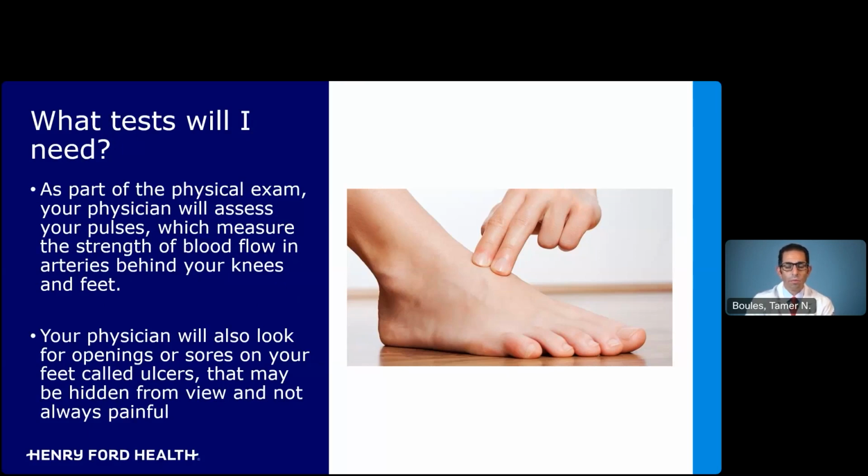And beyond that, your provider might be able to see openings or sores on parts of the feet that are difficult to examine yourself. And so a good foot exam, especially in our diabetic patients, is important to be performed in all patients when looking for peripheral arterial disease.